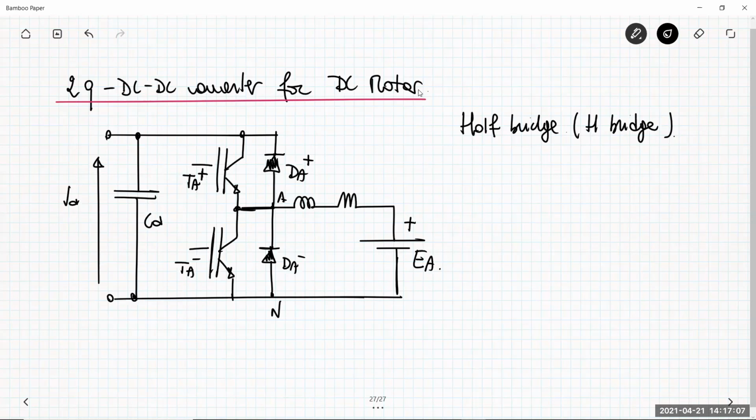Sorry, this is not the H bridge, I'm sorry. I'm just at 3 hours, it is becoming too long. Half bridge. The H bridge is exactly the 4-quadrant converter, so it's something that I will explain tomorrow.